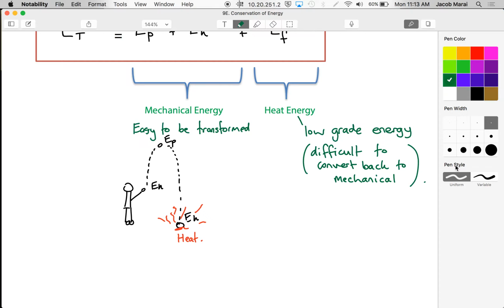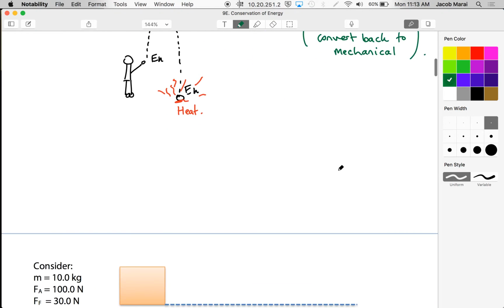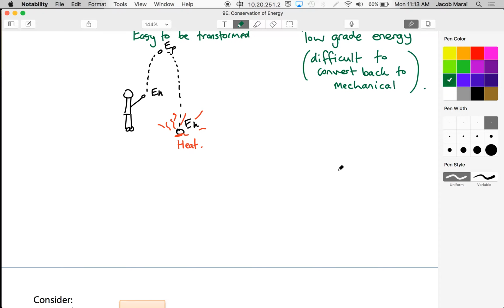So that's enough about mechanical and heat energy. Let me know if you have had enough of the air conditioning, and we'll turn it off.